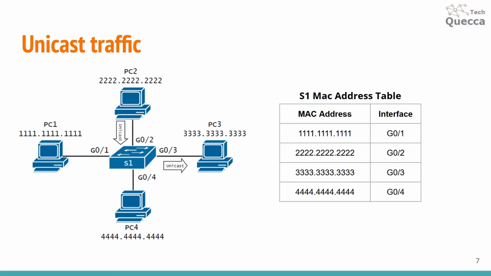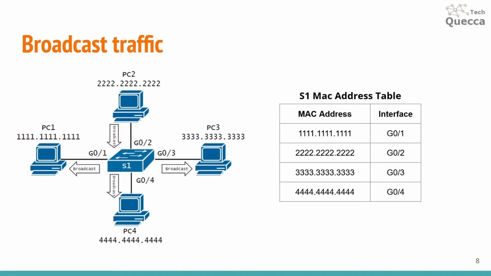Let's see how unicast traffic works. For example, we have a small network of 4 hosts interconnected with one switch, and the switch already has all MAC addresses and has associated them to the interfaces. If PC1 needs to transmit to PC3, it just sends a frame with the destination MAC address of host 3, and the switch just forwards this traffic to interface G03 for PC3.